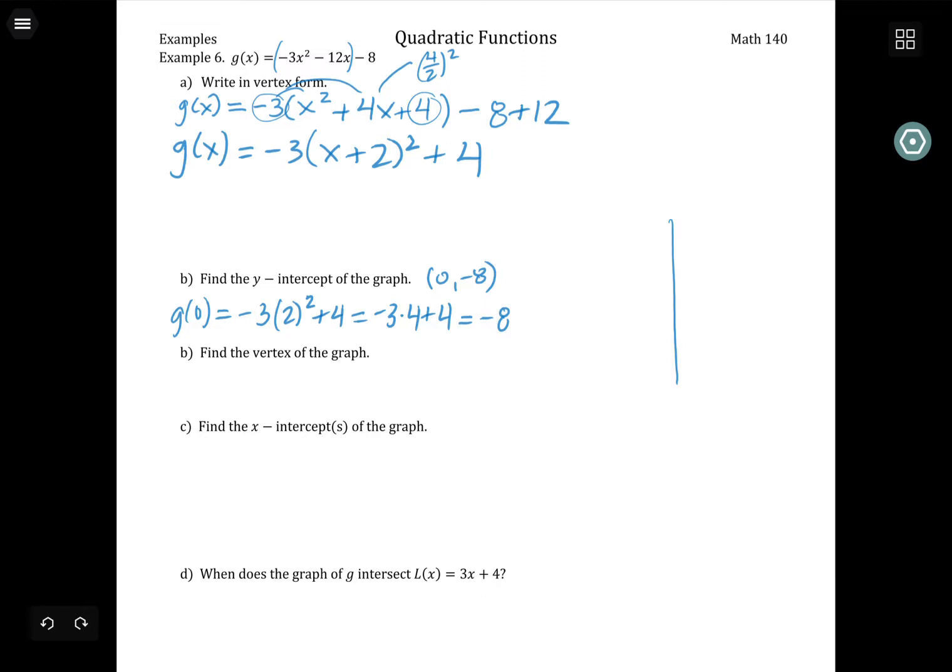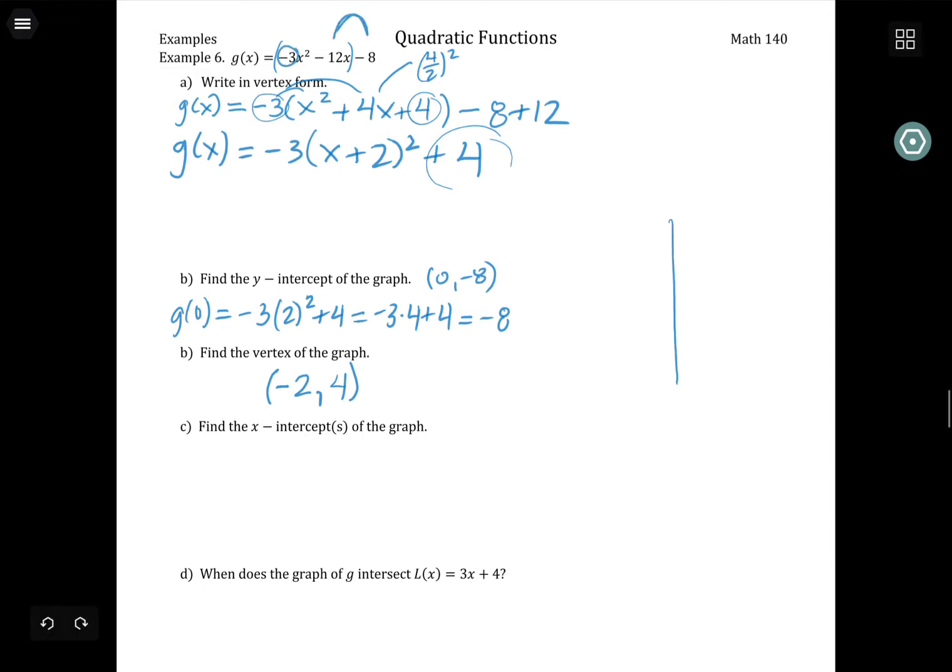Let me find the vertex before I decide where I want to put my x-axis. To find the vertex, I shouldn't have to do any work from vertex form. If I have an x plus 2, that actually means the graph moved to the left 2, it does the opposite of what it looks like. So it's going to have an x coordinate of negative 2 on the vertex, and that plus 4 out at the end means it moved up 4. So my vertex is at (negative 2, 4). I had a negative 3 out in front, so I know it opens down.